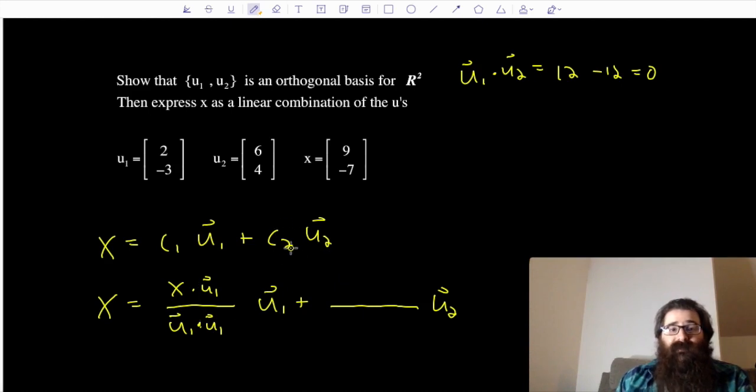And then plus c sub 2. What is c sub 2? Well, we'll tell you that c sub 2 is x dotted with u sub 2 divided by u sub 2 dotted with u sub 2.